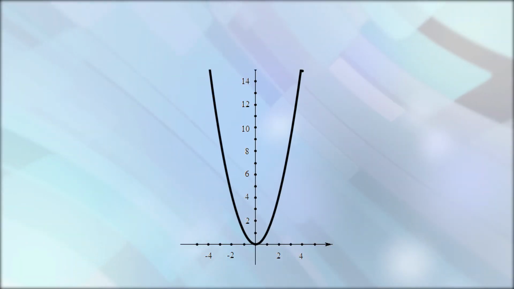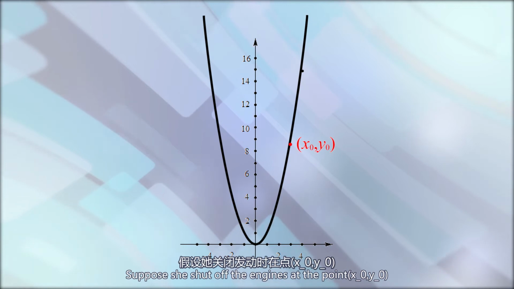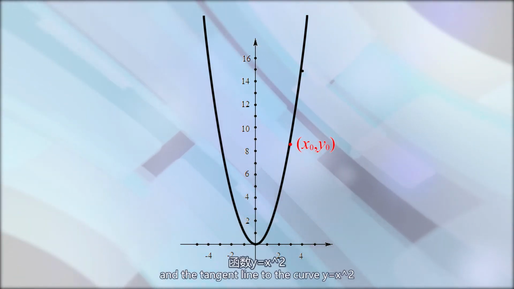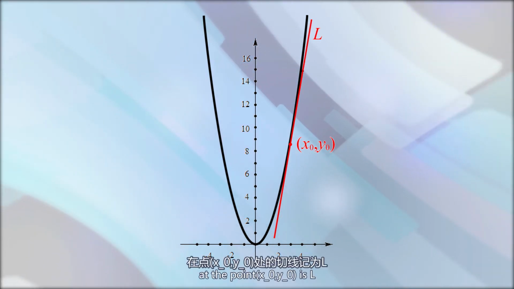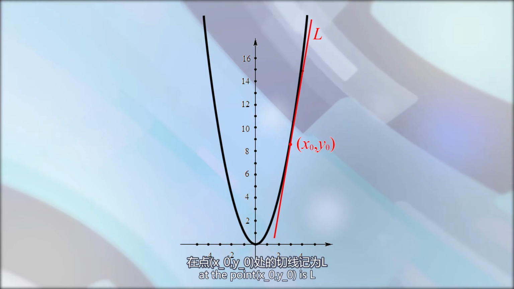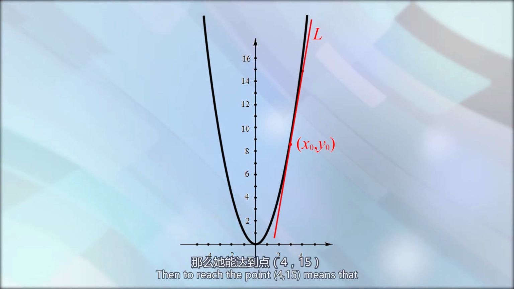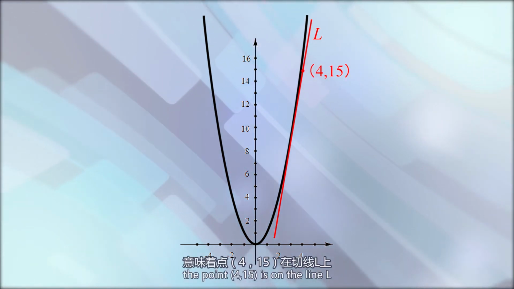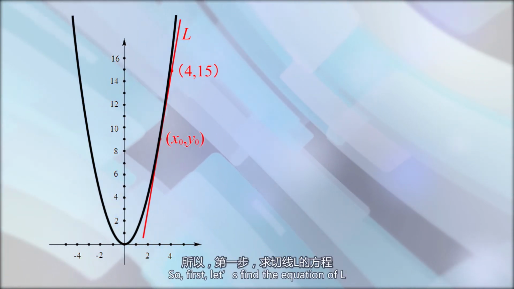Now let's solve it. Suppose she shut off the engines at the point (x0, y0). And we can see that the tangent line to the curve y equals x squared at the point (x0, y0) is L. Then, to reach the point (4, 15) means that the point (4, 15) is on the line L. So first, let's find the equation of L.